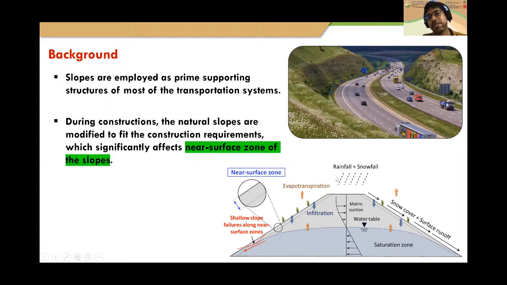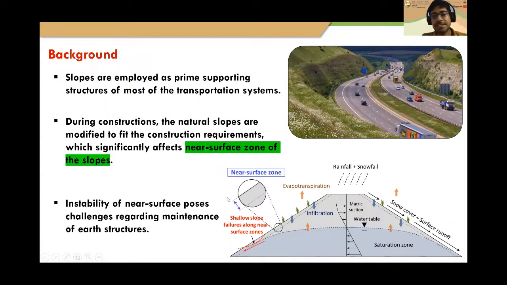Particularly when rainfall and snow melt occur, the surface particles will be transported downslope. In addition, during infiltration, as a result of the decrease in the matrix suction, there are a number of failures in the shallow surface zone. So the instability of this near surface poses challenges regarding the maintenance of earth structures.